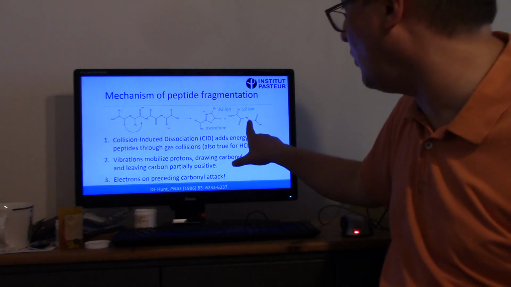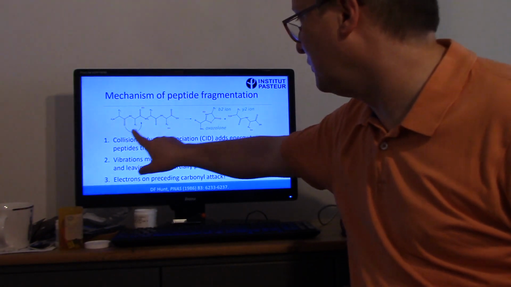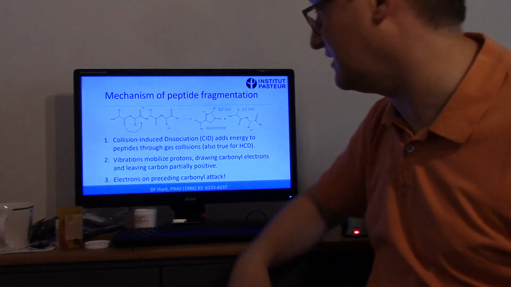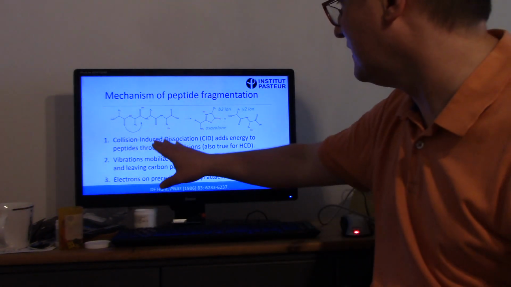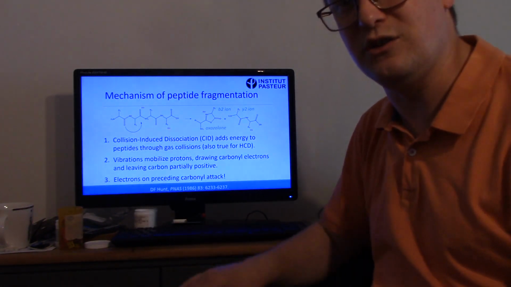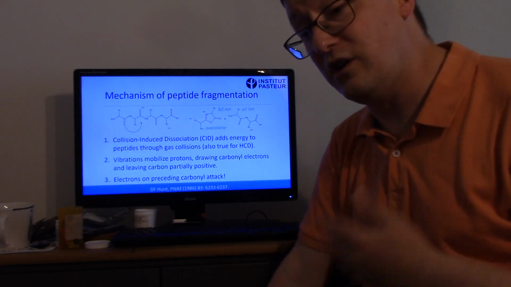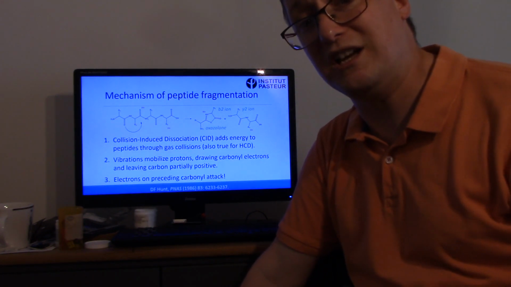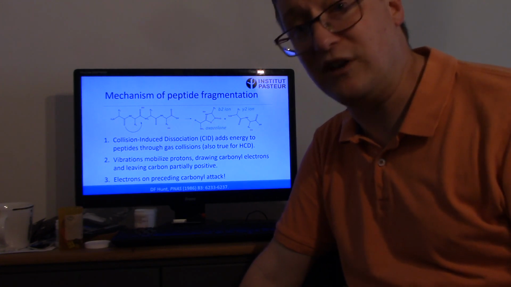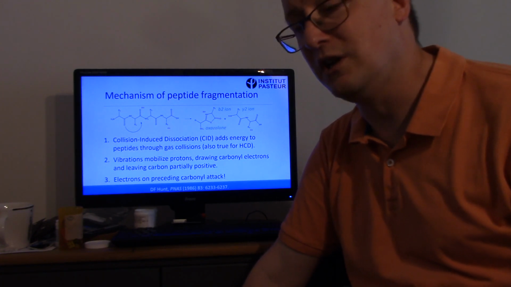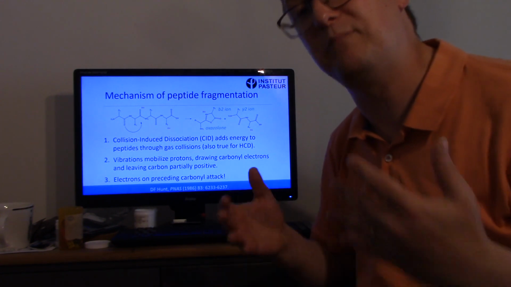So the B2 and Y2 ions are formed when you get this kind of attack across the second amino acid. This is the process of collision-induced dissociation. A very important term to know in connection with this is the mobile proton model, which was published by Vicki Wysocki's group through a series of papers. It really helped us understand how peptides break.